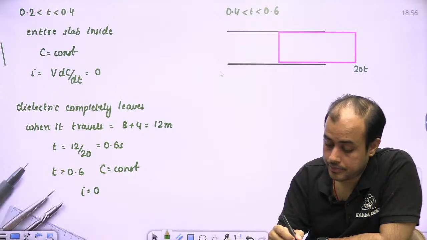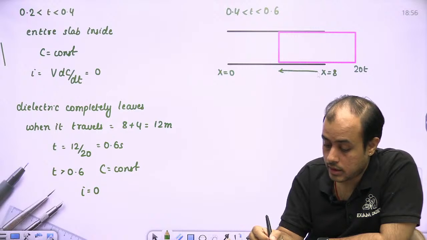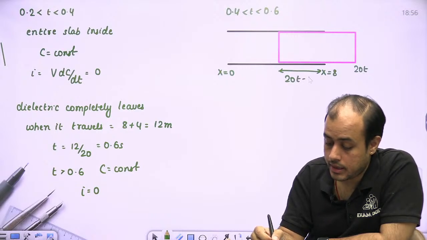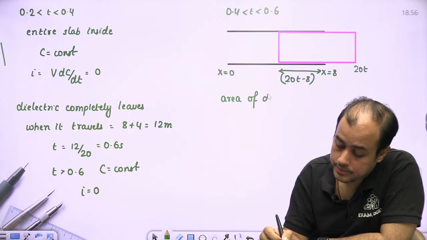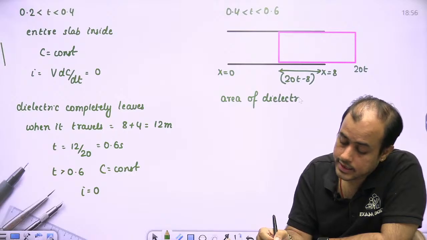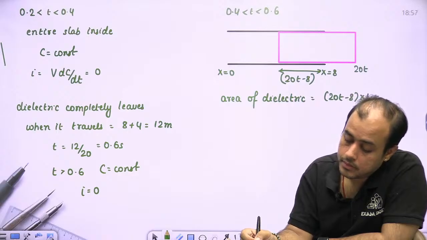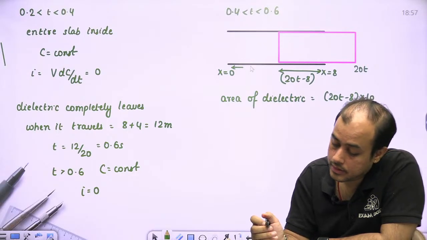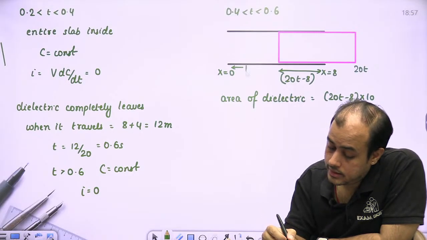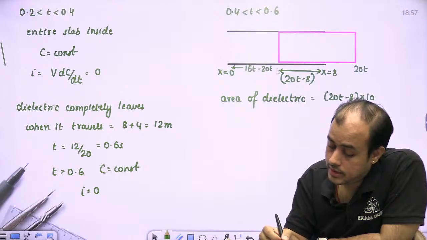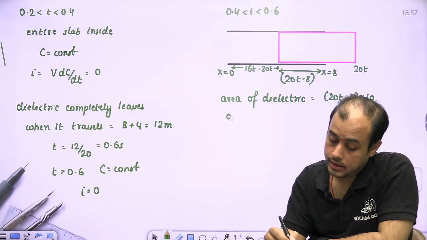This 20t. So this length will be 20t minus 8. So now area of dielectric, कितना एरिया बना डाइलेक्ट्रिक का? डेप्थ है आपकी 10, and what will be this? 8 minus 20t minus 8, 16 minus 20t. ठीक है?